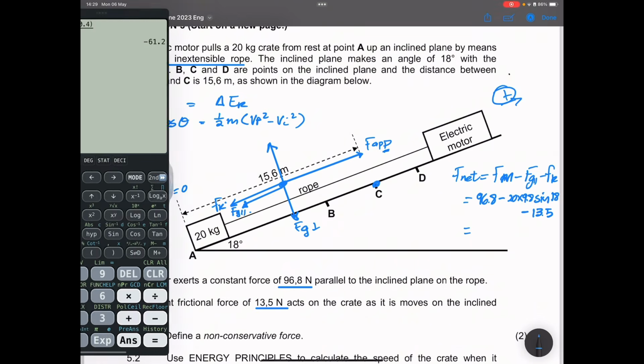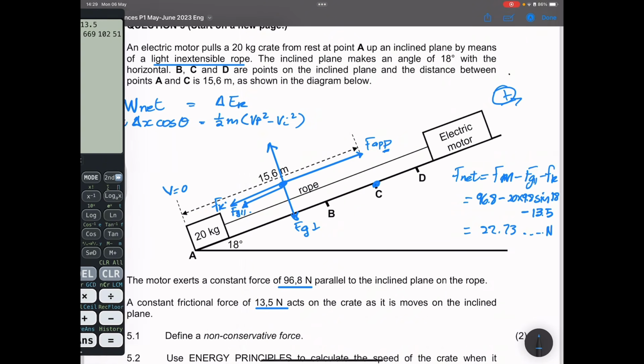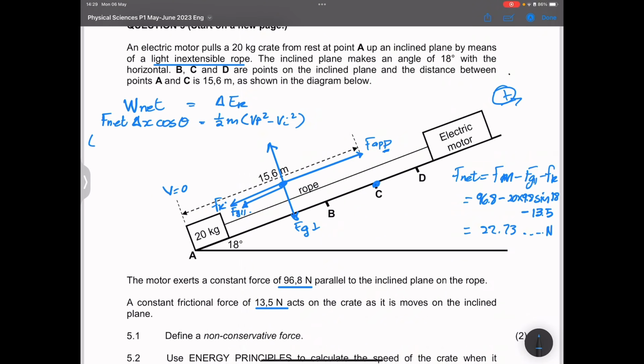So if we take all of those forces, right? So 96.8 minus 20 times 9.8, the sine of 18. If you don't know where this comes from, please go and watch my video on work, energy, and power. Okay, so that gives us 22.76, right? So I'm going to take that entire value, 22.73 rather, newtons, right? So this is multiplied, so it's that value, 22.73, times the displacement, which is 15.6, the cos of.